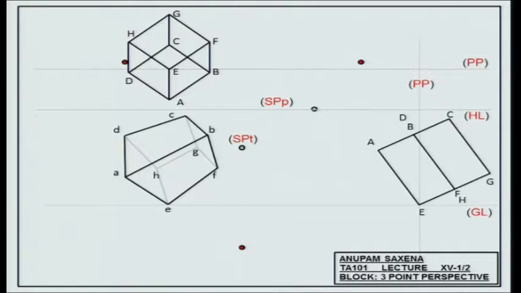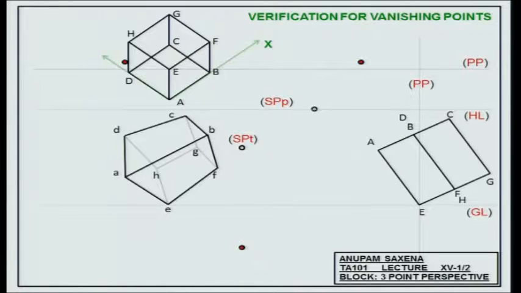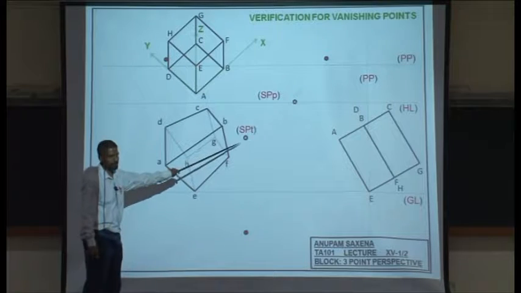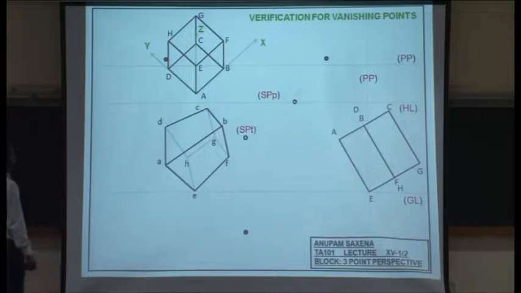Now, this is what I'll do. I'll try to verify these vanishing points. I'm going to go a little fast, so try to follow me. So this is my x-axis of the object, this is my y-axis of the object, the vertical is my z-axis of the object. Okay? This is in the top view, and the corresponding station point where I am standing, the position of the viewer, is here, SPT.